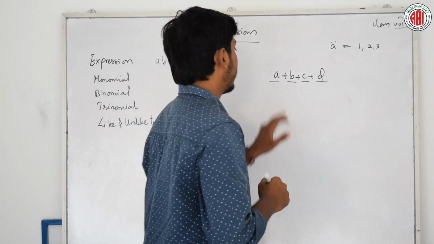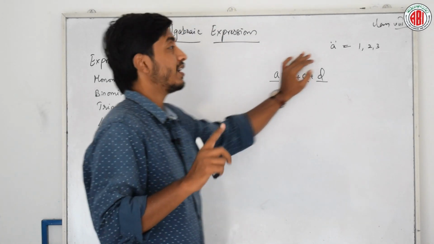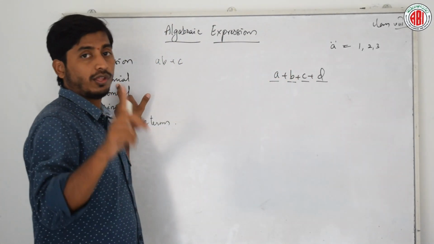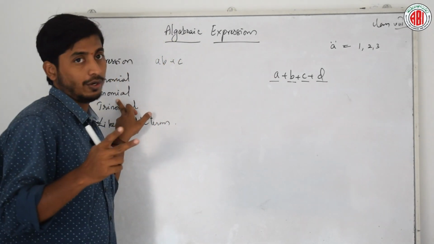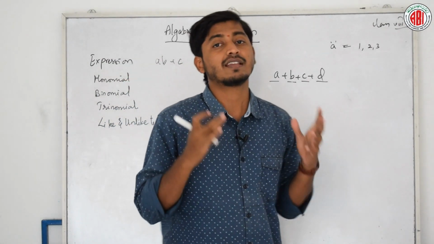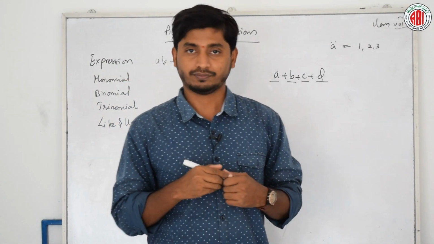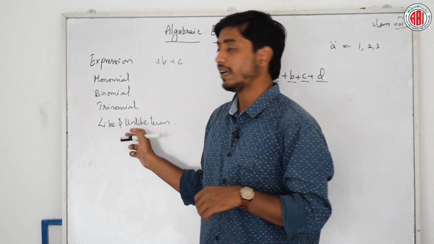Which means if my expression has only one term, it is called a monomial. Mono means 1. If I have 2 terms, it is called a binomial. If I have 3, it is a trinomial. If it is more than 3, it can be called a polynomial. Clear? Fine.